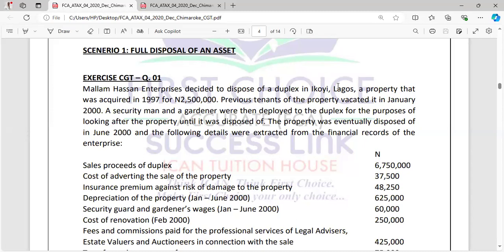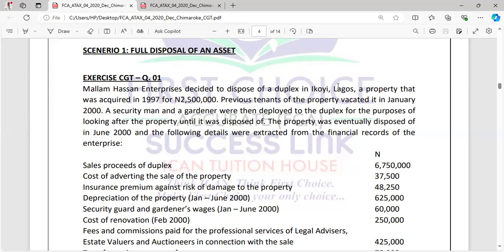Now, the property was eventually disposed of in June 2000. Now, what it means here is that the day it was disposed, since you are doing capital gains tax on actual year basis, the year of assessment becomes the year it was disposed. Now, because this was disposed in June, you will need to file your capital gains tax on or before June 30.